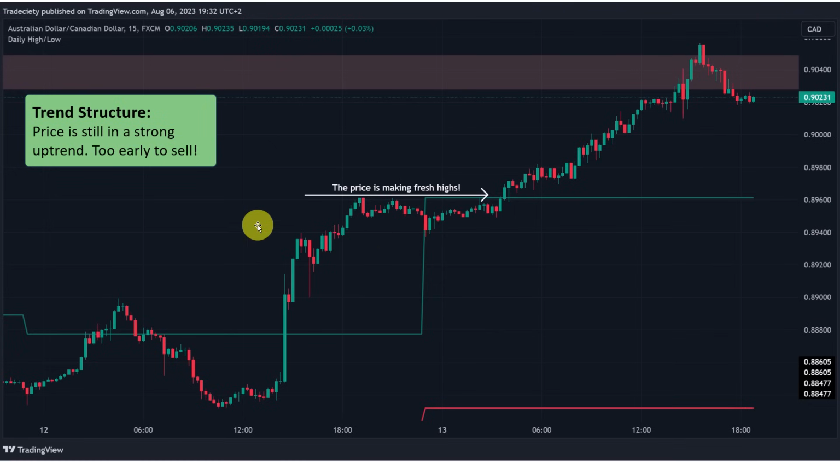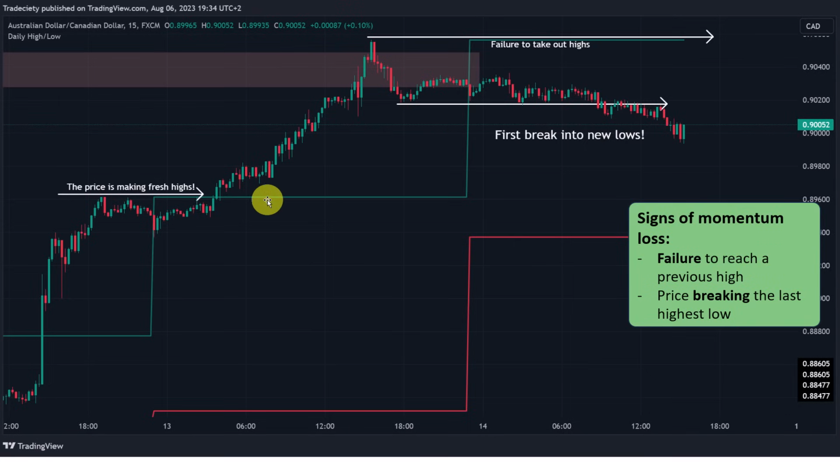We can use other tools. This is the daily high and low. I will show you in a later part of this video how to get this on your chart. But what it does is that it plots the high of yesterday's price action on your charts. So this green line here is the high of yesterday's price action. And here you can see the price made fresh highs. So the price traded above the high of yesterday. That's a very strong market, and you don't want to trade against a strong market. On the next day, you can see that the green line shifts higher because here is the high of yesterday's price action.